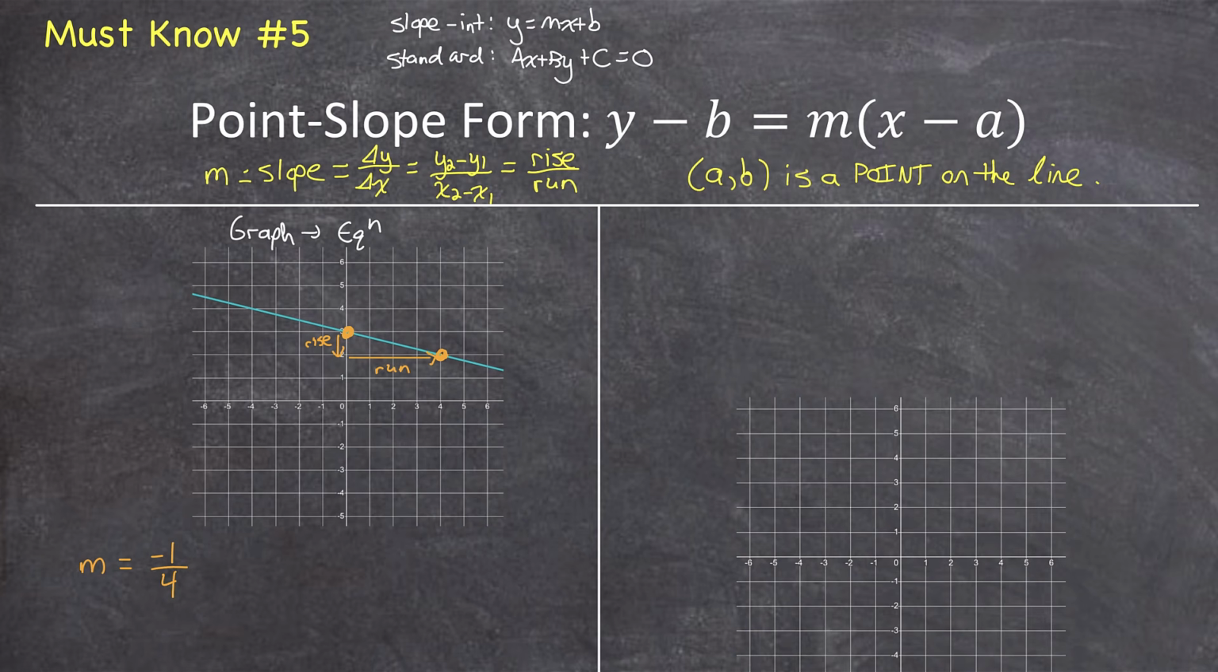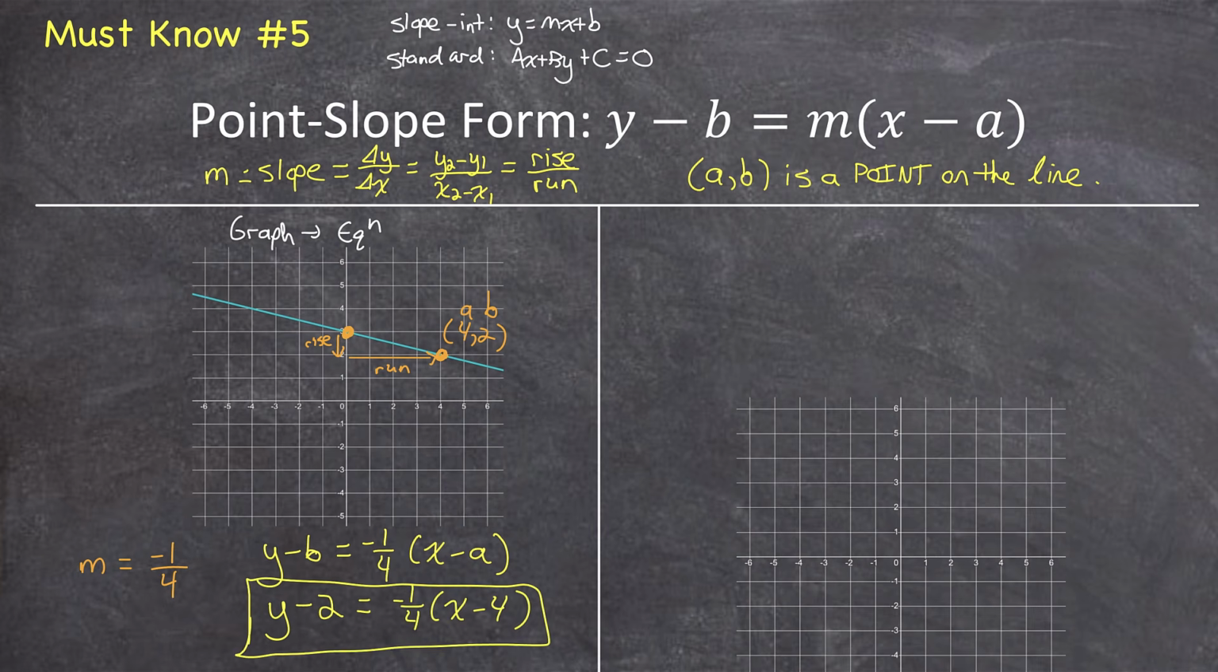So in my point-slope form equation, it's going to look like y minus b equals negative a quarter times x minus a. All I would have to do now is sub in any point that's on my line for a and for b. So how about this point right there? The point 4, 2. That can be my a and my b value. So the point-slope form equation is y minus 2 equals negative a quarter times x minus 4. That would be the final equation in point-slope form.